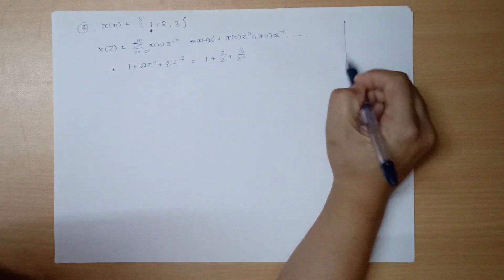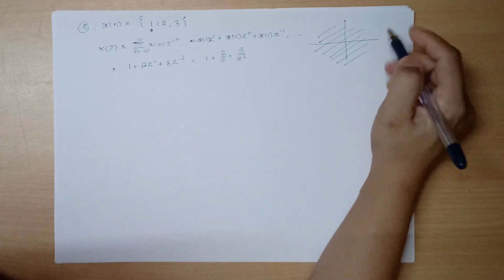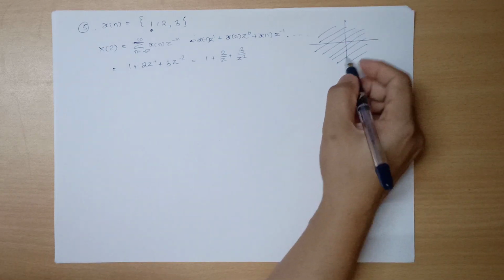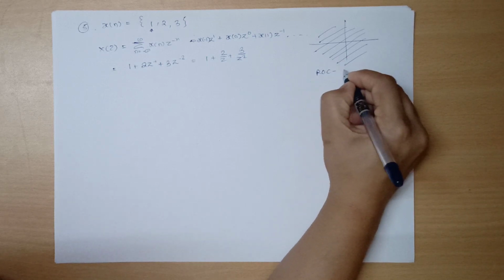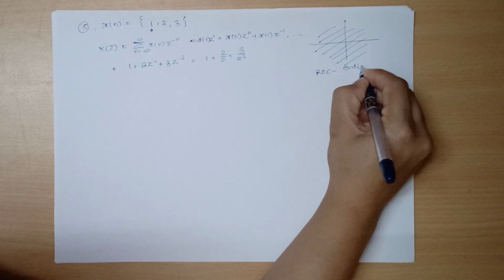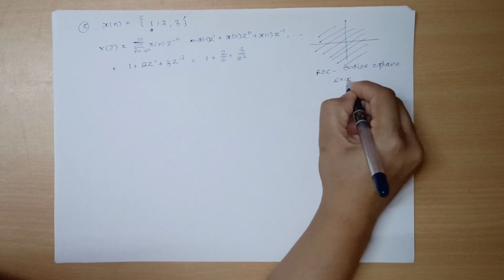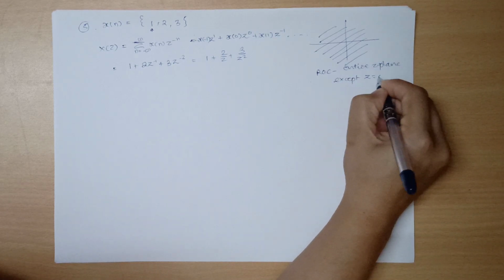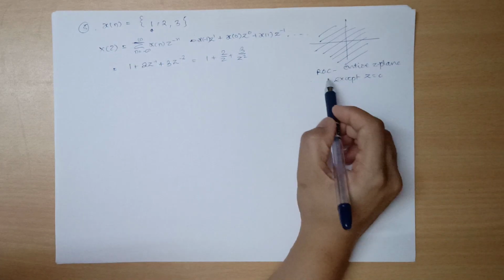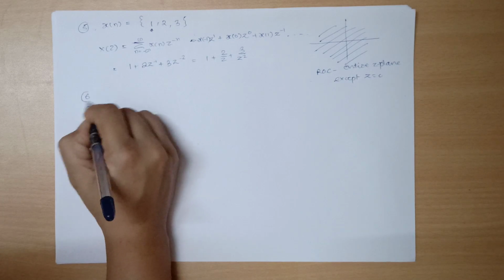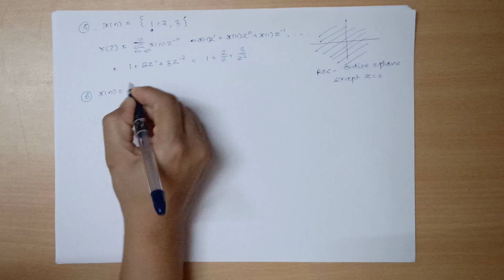So we can draw the ROC like this. It is the complete z plane except the value z equal to 0. So ROC is the entire z plane except z equal to 0. So this is a causal signal, finite duration signal, for which the ROC is the entire z plane except z equal to 0. I'll see the next example.